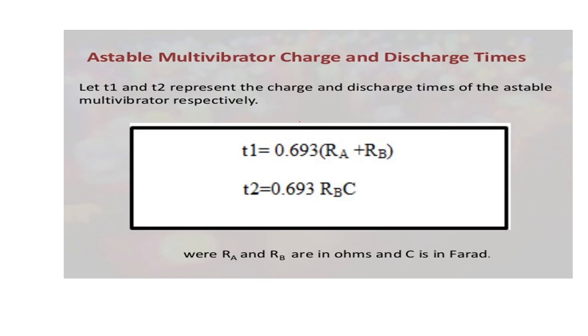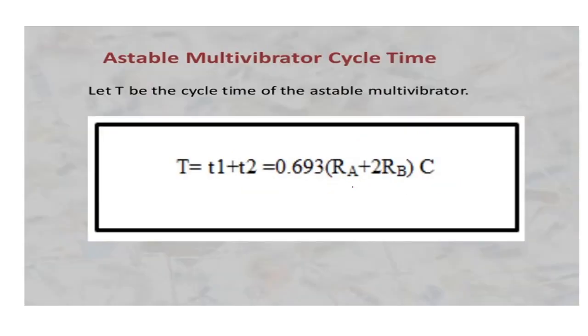So the on time, T1, is given by 0.693 (RA + RB) into C. And the T2 time, that is the off time, is given by 0.693 into RB into C, because it is the discharging time. T1 is the charging time, and T2 is the discharging time, because charging is through RA and RB, and discharging is through RB into C. If you add these two, we get 0.693 (RA + 2RB) into C, since C is common.